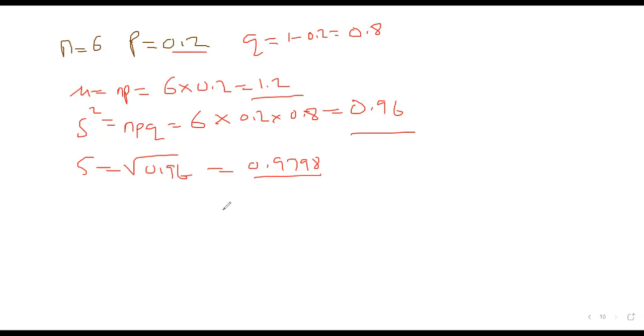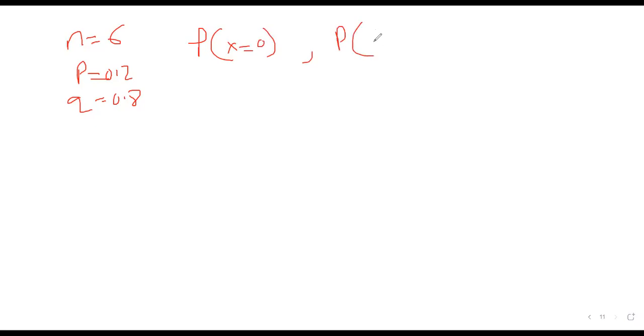Now let's go to the other aspect that I want to introduce. We said our N is 6, our P is 0.2, meaning our Q is what? 0.8. They ask you to find the probability of x equal to 0, the probability of x equal to 1, the probability of x equal to 2.